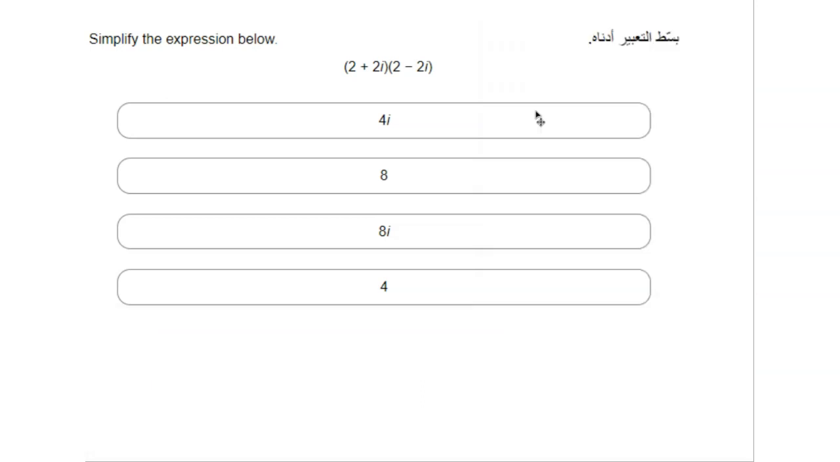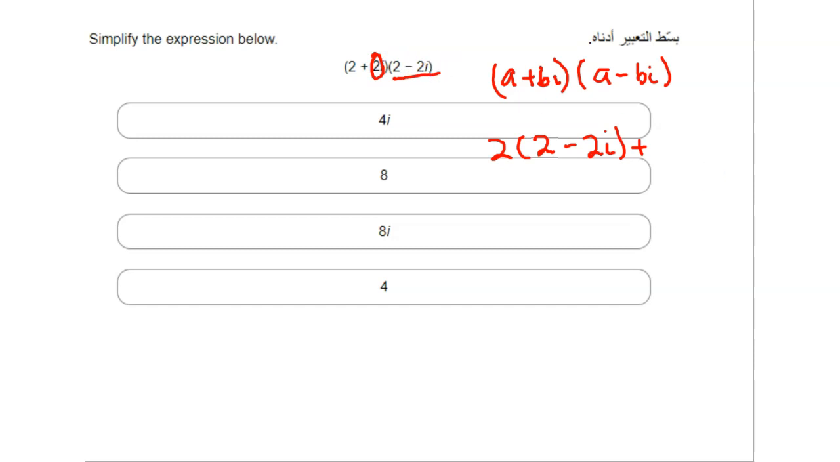Let's see how we can do this one without the calculator. You can see that it's a difference of 2 squares. There are a lot of ways that we could do this, but I'm going to do it step by step. So you take this 2 and multiply it against this: 2 times 2 minus 2i, plus, and then you take this 2i and multiply against this one. So you're distributing, or applying the FOIL: 2i times the same 2 minus 2i.